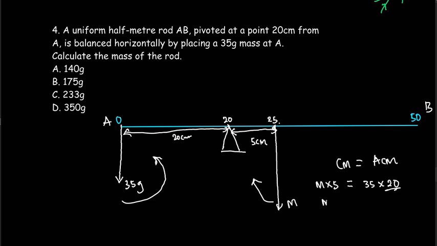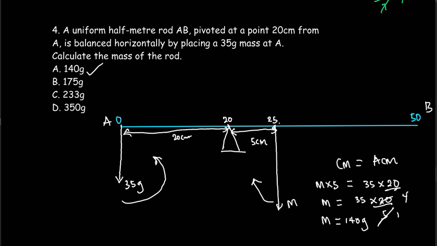So simplifying, divide both sides by 5. So we're going to have 35 times 20, divided by 5. 5 here 1, 5 here 4. 35 times 4 is 140. So the mass of the meter rule is going to be 140 gram.